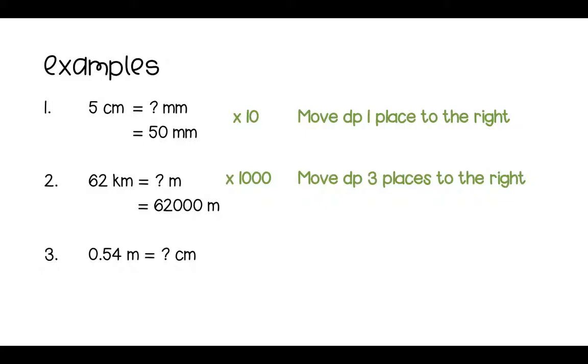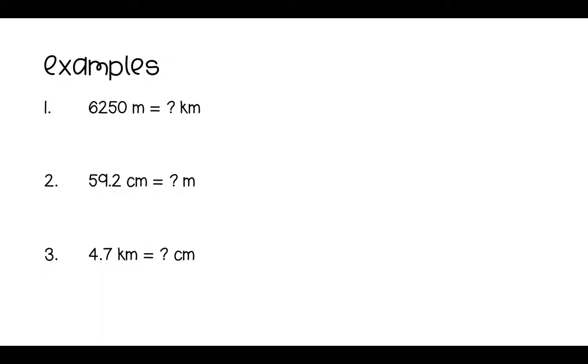Now, 0.54 metres, and we're going to change that into centimetres. Metres to centimetres, there's 100 centimetres in 1 metre, so we're multiplying by 100. So we're moving the decimal point 2 places to the right, so we end up with 54 centimetres. Now let's do the other way.